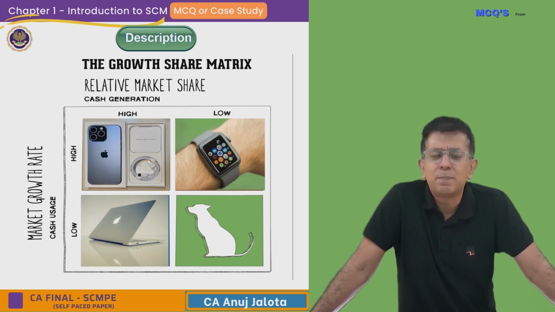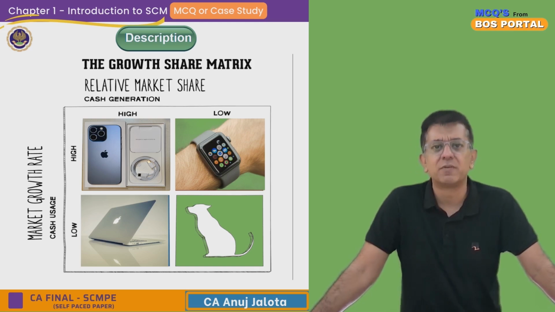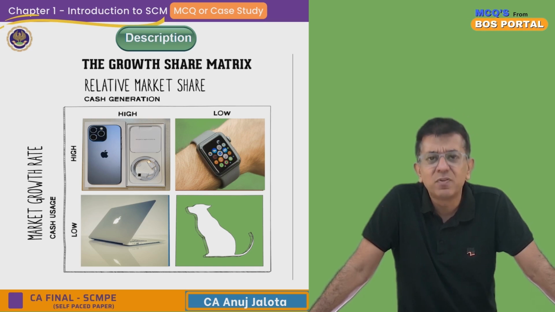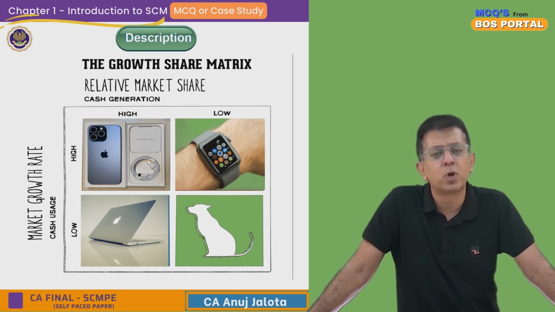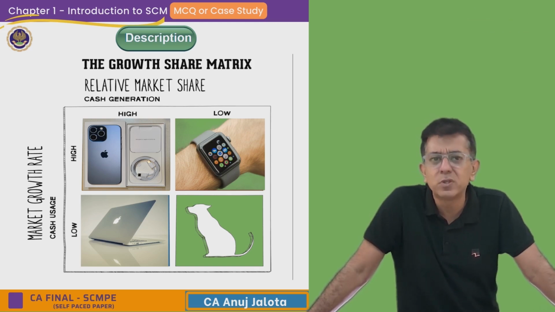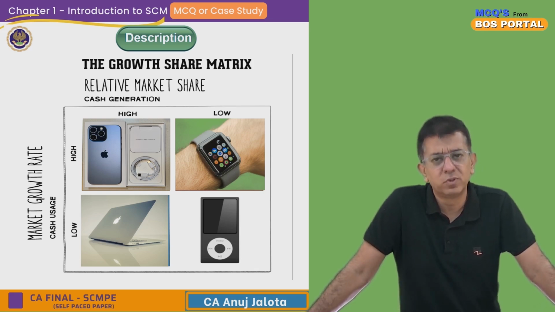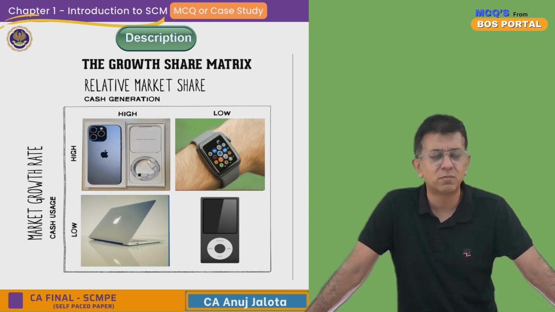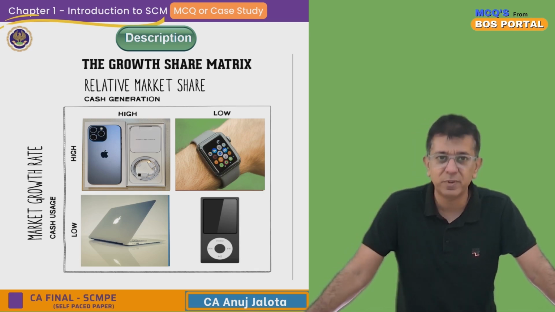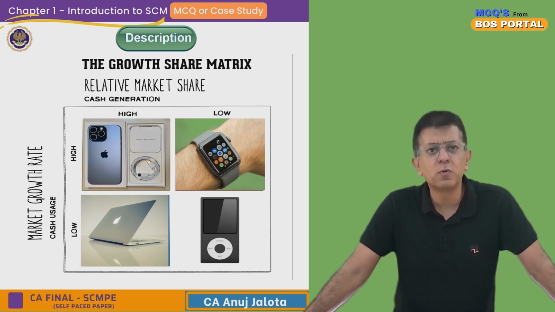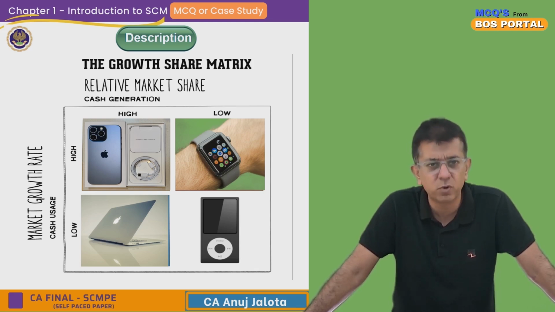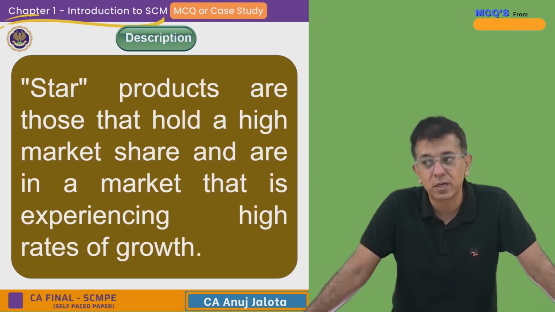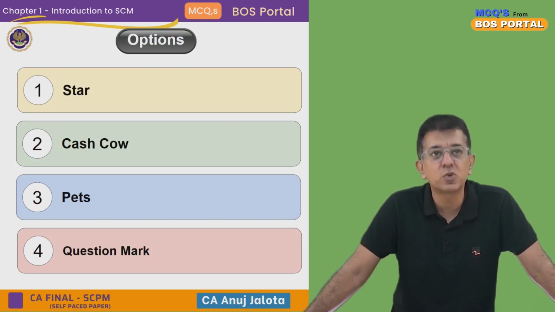And lastly, pets. These are only produced because we love those products. Apple doesn't have a lot of market share, nor is the growth rate there. The best example could be a product which is almost now discontinued, the iPod. For those who don't know, this was an MP3 player, one of the largest selling gadgets at one moment in the world. So the question was, any product that has a high market share and a high growth rate should be categorized as which product? Obviously, a star product. Out of the 4 options, the first one is the correct one.